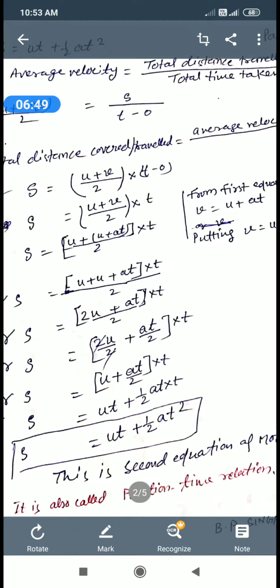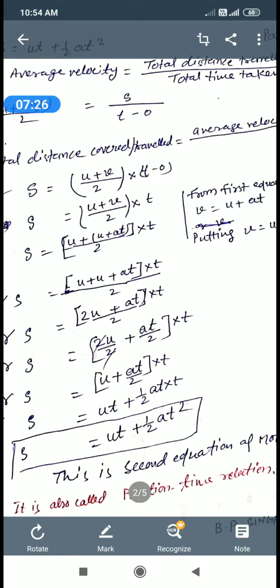2 cancels, we get u plus half at in brackets multiplied by t. So s is equal to ut plus half at into t. Finally we obtain s is equal to ut plus half at square. This is the second equation of motion. This equation is also called the position time relation.